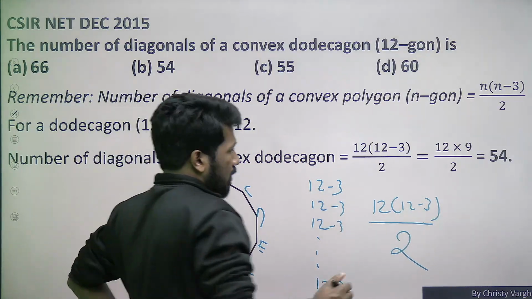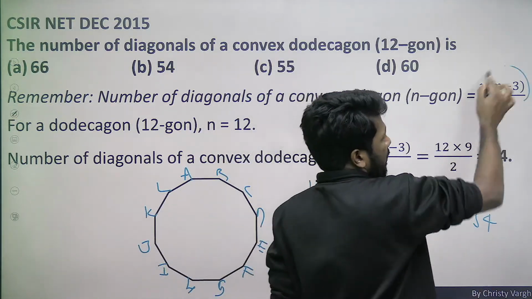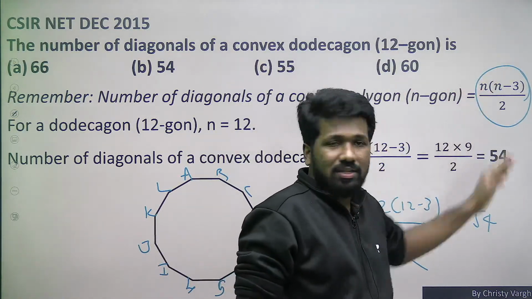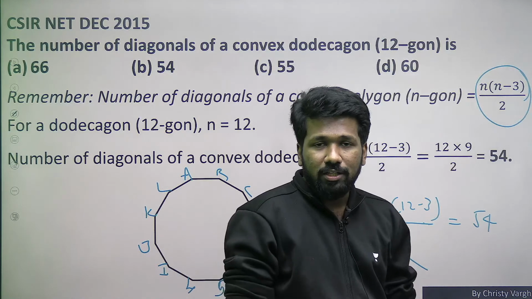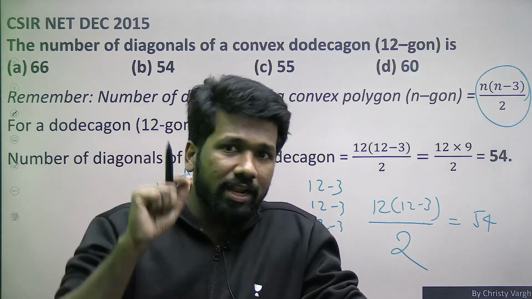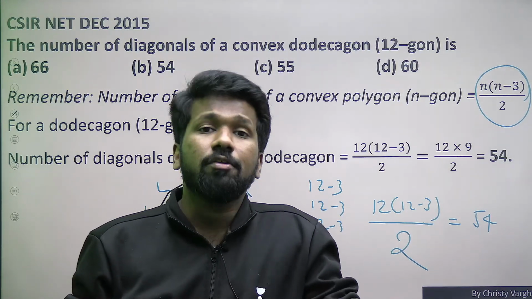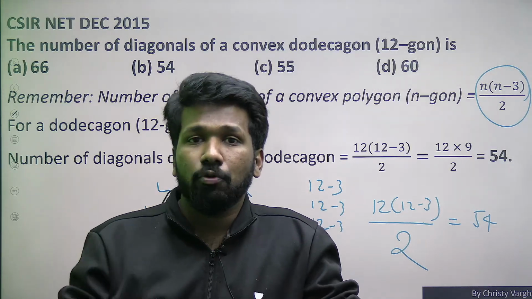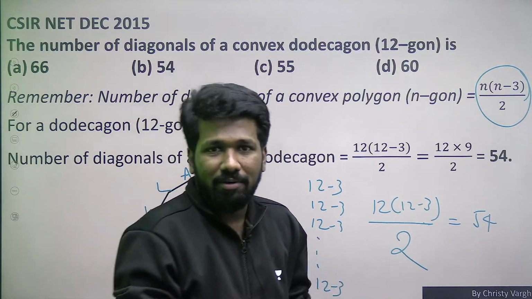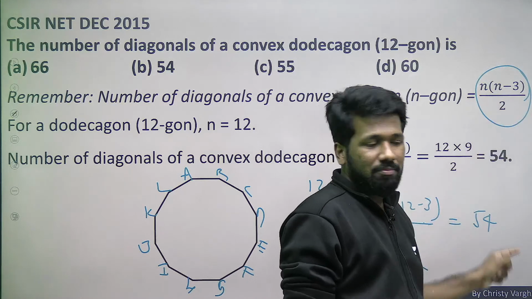What I taught you is not the answer for this question alone. What I taught you is how this formula is coming. For a 12-sided polygon, 12 into 12 minus 3 by 2. If it is a 10-sided polygon, then for each of the 10 vertices, 10 minus 3 diagonals are possible. So it should be 10 into 10 minus 3 diagonals, but in 10 into 10 minus 3, half is original and half is duplicates. We don't need duplicates, we need originals. So it will be 10 into 10 minus 3 by 2. So generally, for an n-sided polygon, it will be n into n minus 3 by 2.